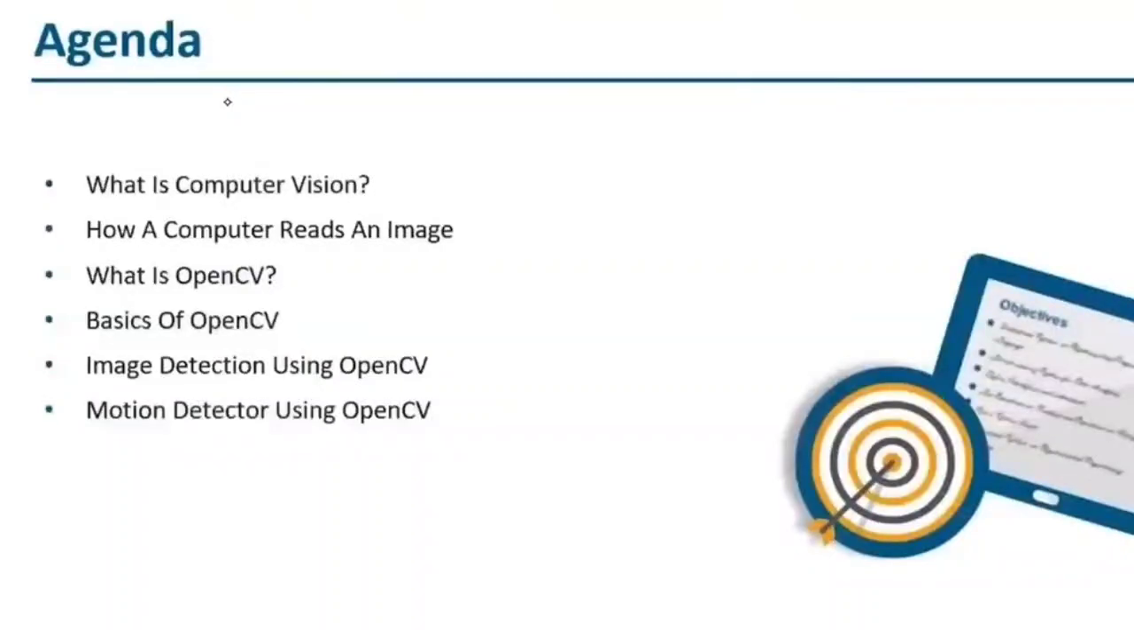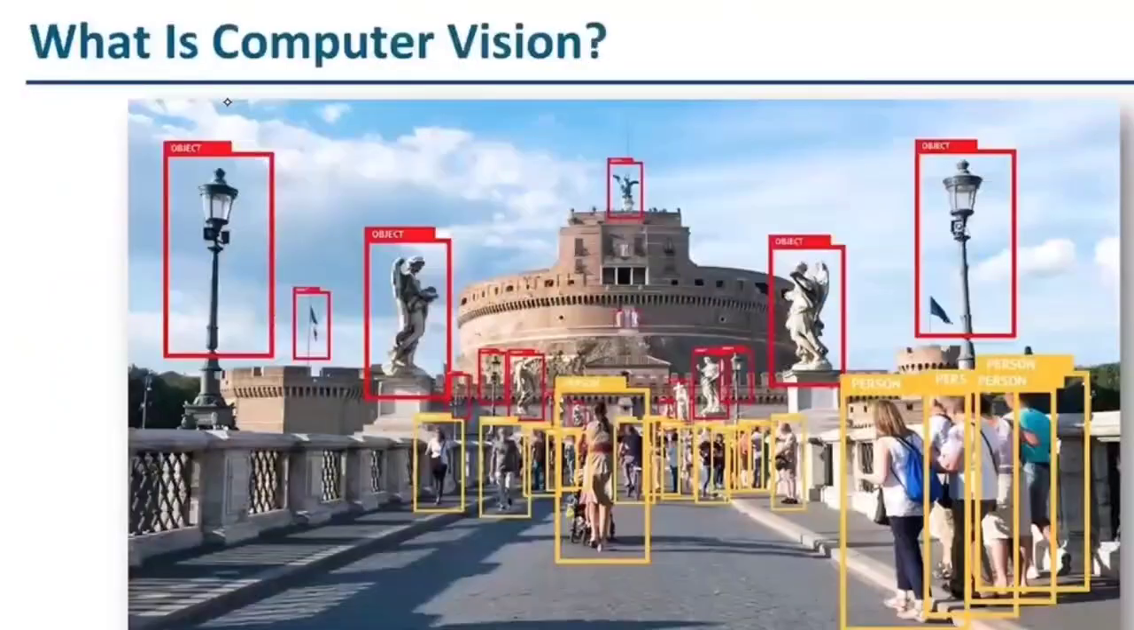And now what is OpenCV? OpenCV is a library name. The concept name is called CV, computer vision, and OpenCV is called the library name. So what is OpenCV? And inside this OpenCV, what are we going to do? See here, only one image is there, but inside the image, it is identifying various objects.